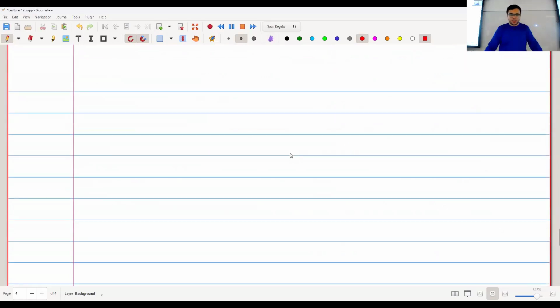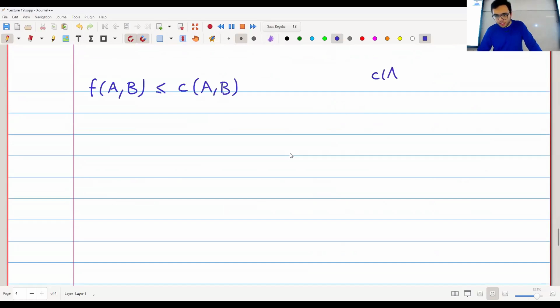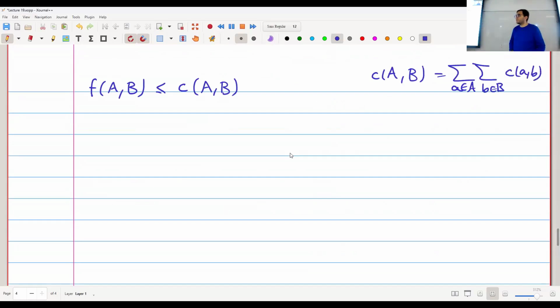Now, here's another simple thing. If I look at the flow from A to B, this will be less than the capacity from A to B. And by the way, I'm defining this in the same way as well. So when I write C of AB, I just mean take the sum over all vertices in A and the sum over all vertices in B, the capacity from this vertex to that vertex. So the flow from A to B is less than or equal to the capacity from A to B, because you can just do definition chasing again. The flow between any two vertices is less than or equal to the capacity between them.